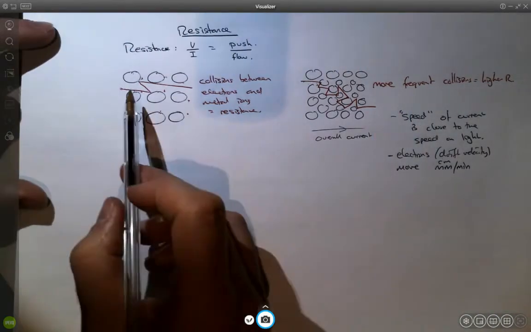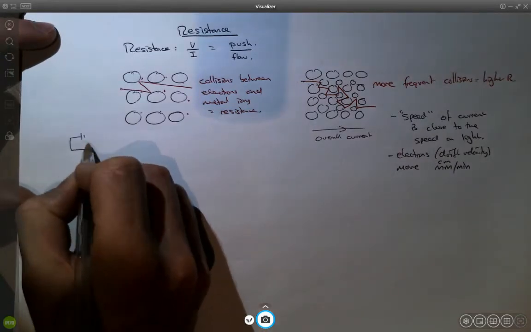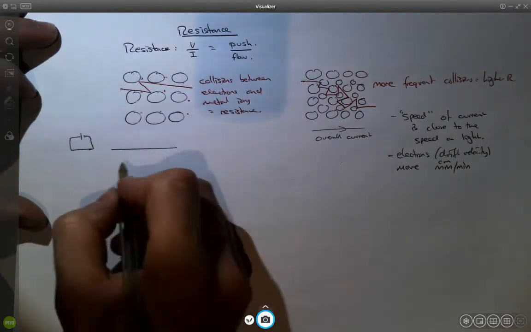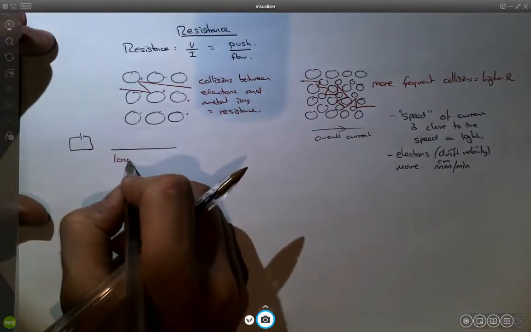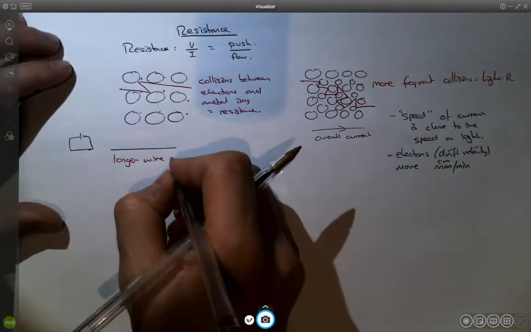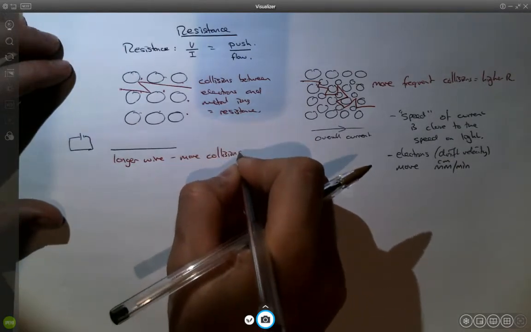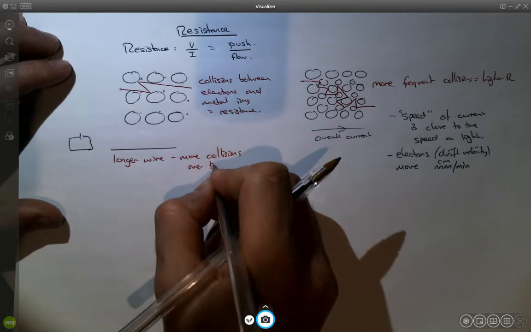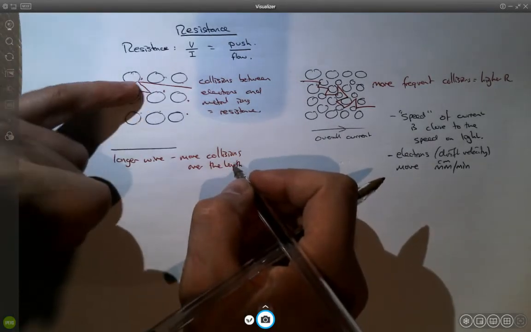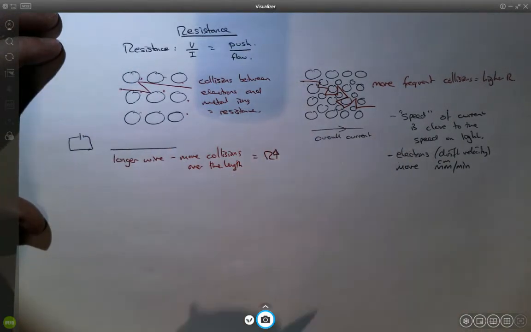So what does this mean in terms of a wire? If I have a circuit with a wire here, and I have a wire that's longer, then obviously there's going to be more collisions over the length of the wire. So there's going to be a higher resistance. And again, every time we talk about this, we're going to refer back to this collision between electrons and metal ions. So I'll just put this for resistance going up.